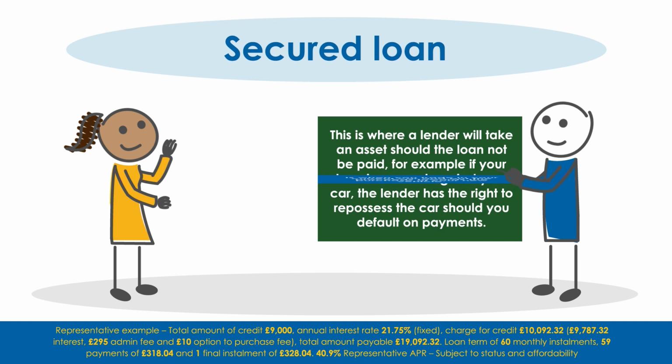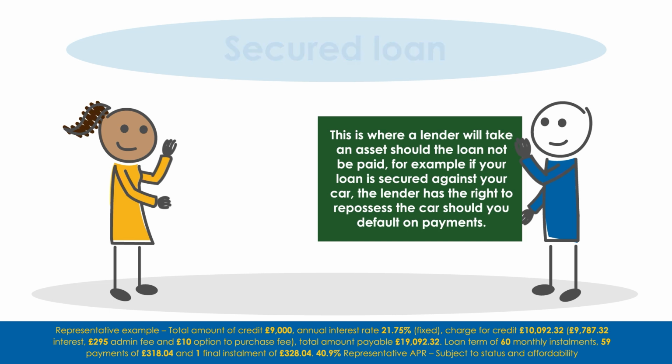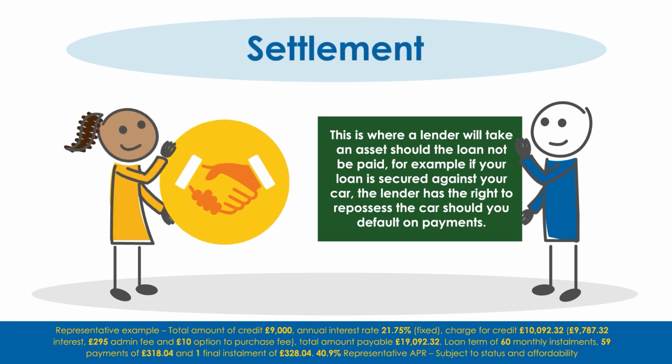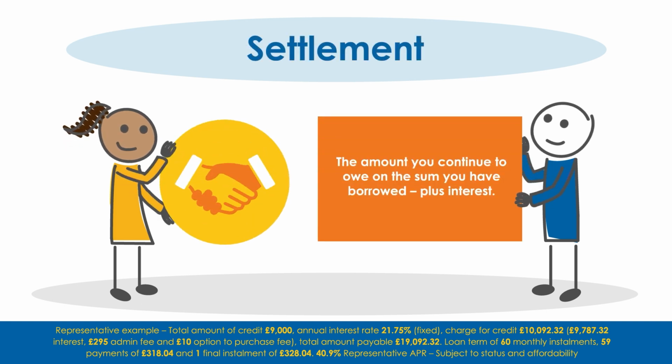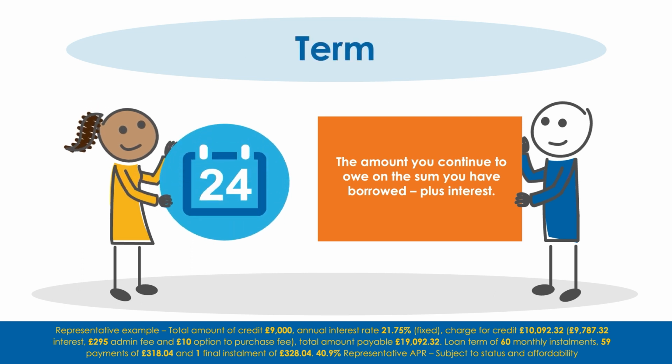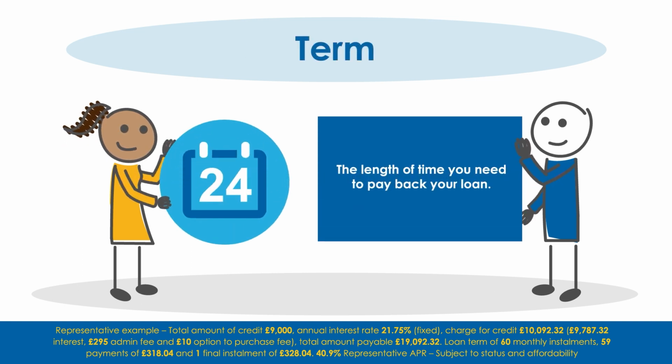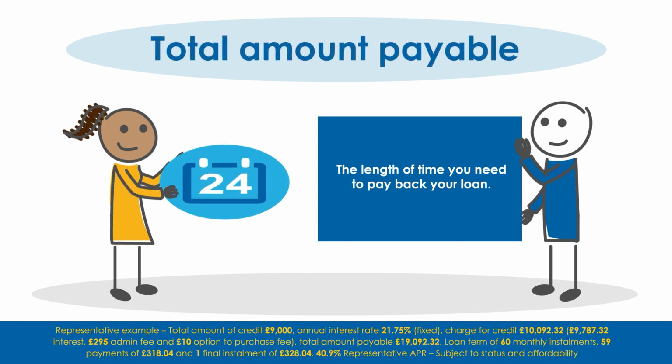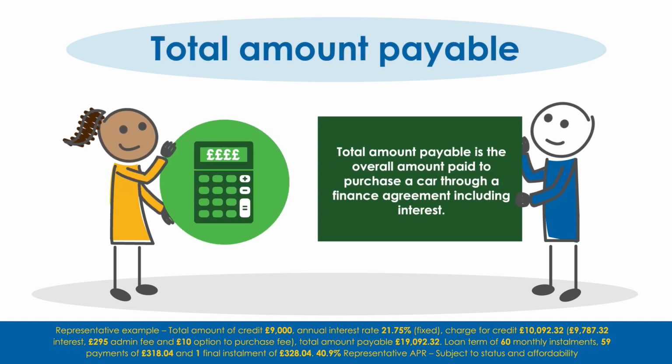Secured loan. This is where a lender will take an asset should the loan not be paid. For example, if your loan is secured against your car, the lender has the right to repossess the car should you default on payments. Settlement. The amount you continue to owe on the sum you have borrowed, plus interest. Term. The length of time you need to pay back your loan. Total amount payable. Total amount payable is the overall amount paid to purchase a car through a finance agreement, including interest.